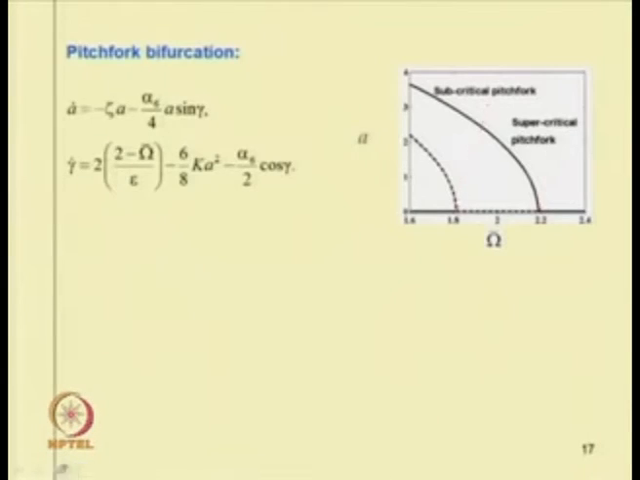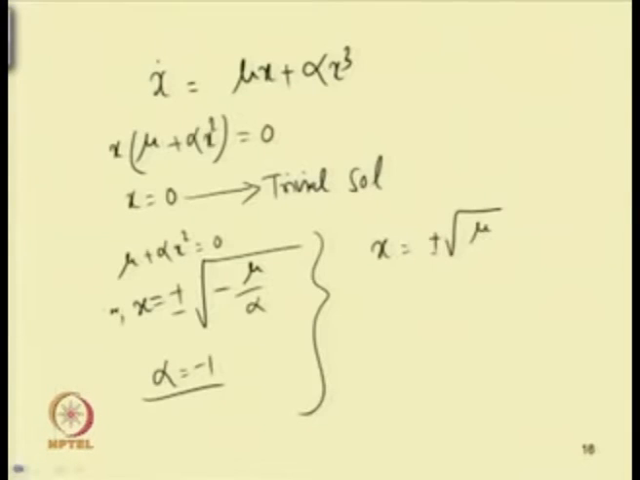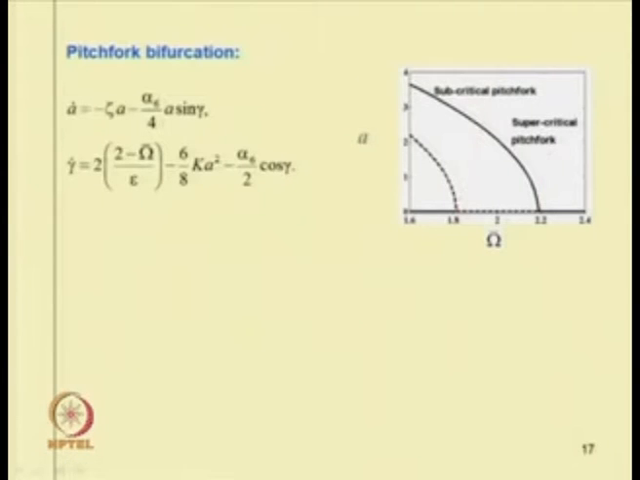So, this is the one dimensional generic case we have studied. Similarly, this is an example of a two dimensional case. In this two dimensional case one can observe the subcritical and supercritical pitchfork bifurcation. Here one can find the Jacobian matrix by perturbing these two equations, and after perturbing, one can obtain the Jacobian matrix and find its eigenvalues.